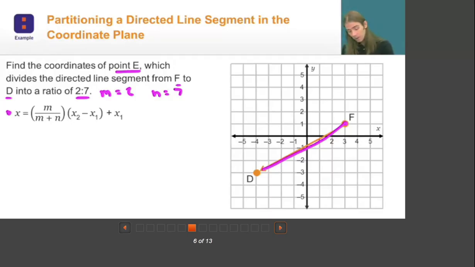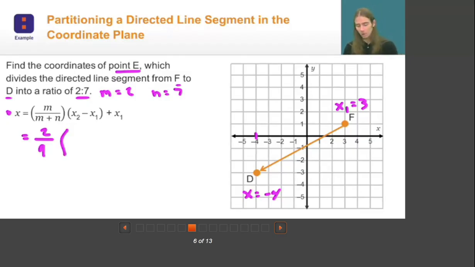Here's the directed line segment going from F to D, and x1 will be the x-coordinate of the beginning point. That's equal to 3. x2 will be the x-coordinate of the ending point. That's negative 4. So now when I put this stuff into my equation, I have that x is equal to 2 over 9ths. 2 plus 7 is 9, so it reduces down to 2 9ths, times x2 minus x1. Well, here's x2, that's negative 4, minus x1 is 3. Then what I do is I add on x1, which is equal to 3. You take that arithmetic expression and simplify it, and what you'll get is 13 ninths.